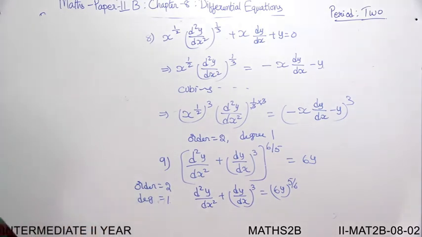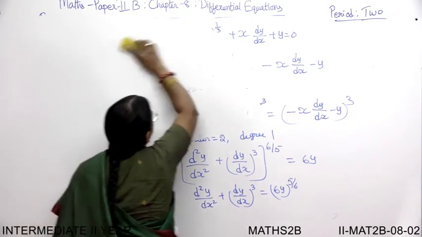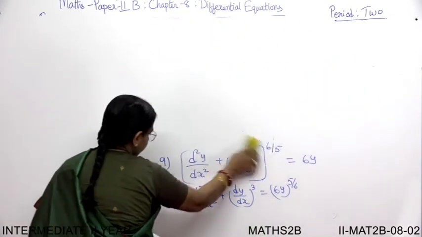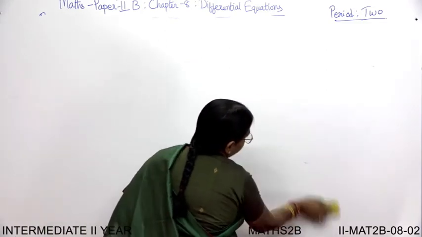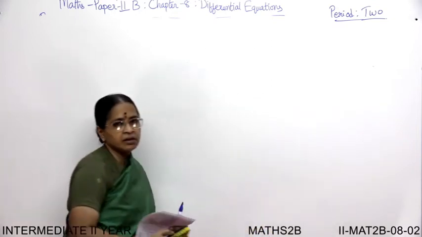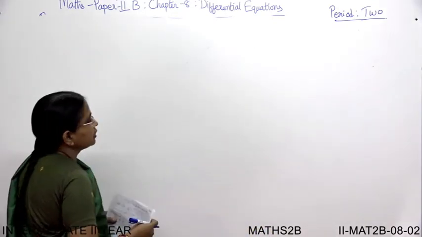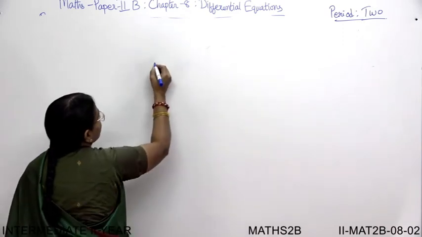Now we'll learn about forming a differential equation when the solution is given, and then solving the equation when the differential equation is given. So there are two things here. First one is, suppose that we will take one example.